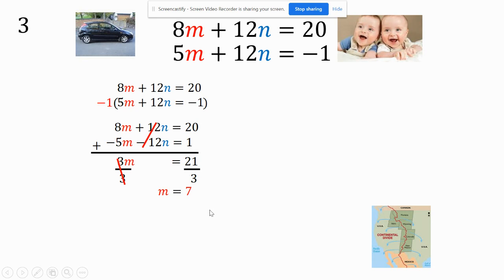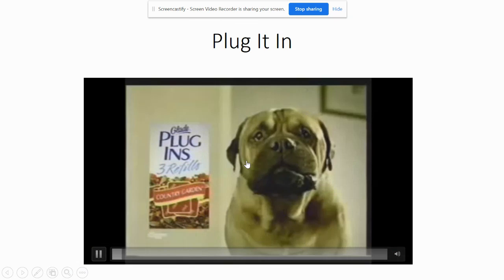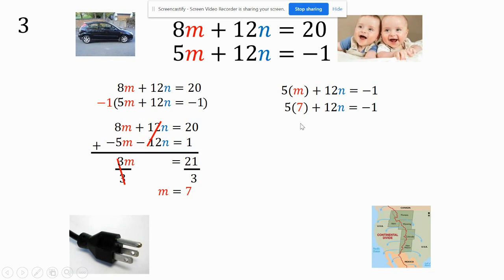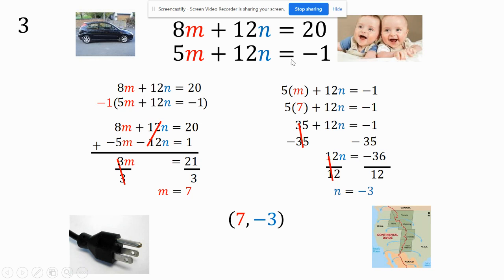So now I'm going to go up here and plug it in. Now I'm probably just going to plug it in the smaller numbered one. So I'm going to take 5 times 7. Just 35. I'm going to minus 35 from each side. So negative 1 minus 35 is negative 36, which I'm going to divide by 12. So I get negative 3, and this time m comes before n, so I'm going to write it as 7, negative 3. 7, negative 3.